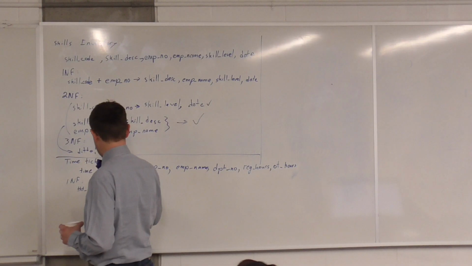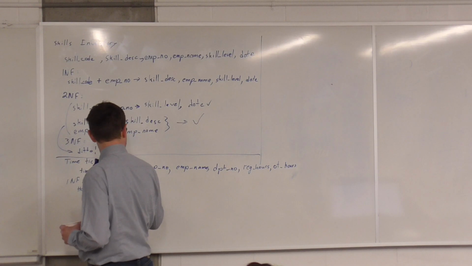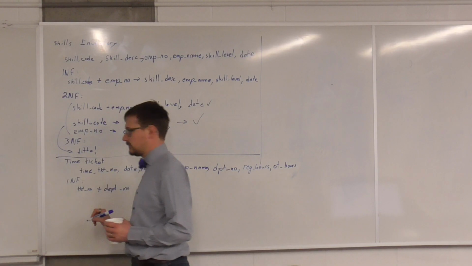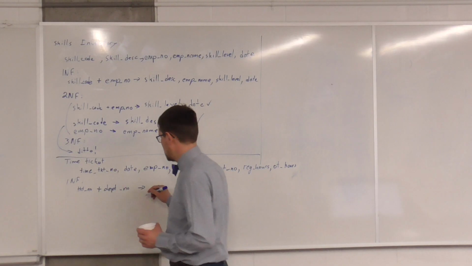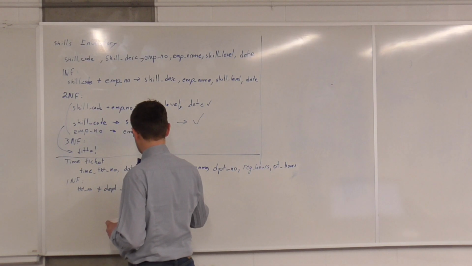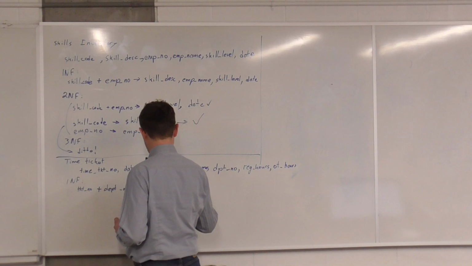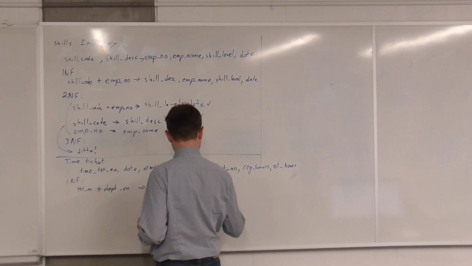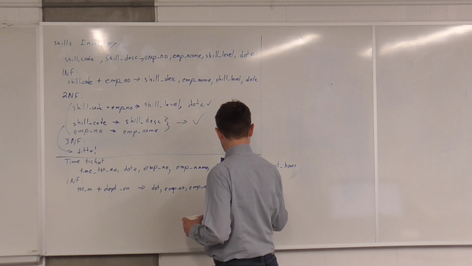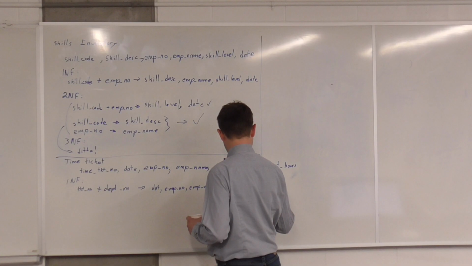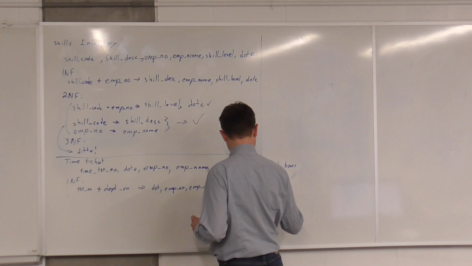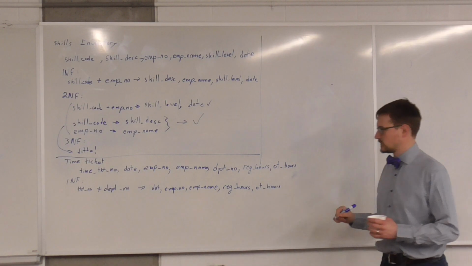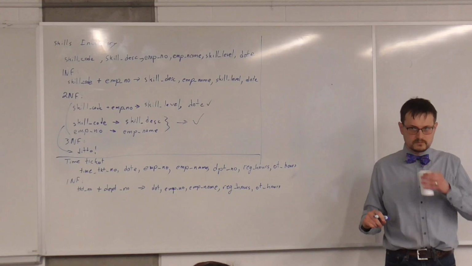So, ticket number and department number will be our composite key, and the rest will fall in line. Date, employee number, employee name, regular hours, and overtime hours. And that's it. Okay, so, all right.